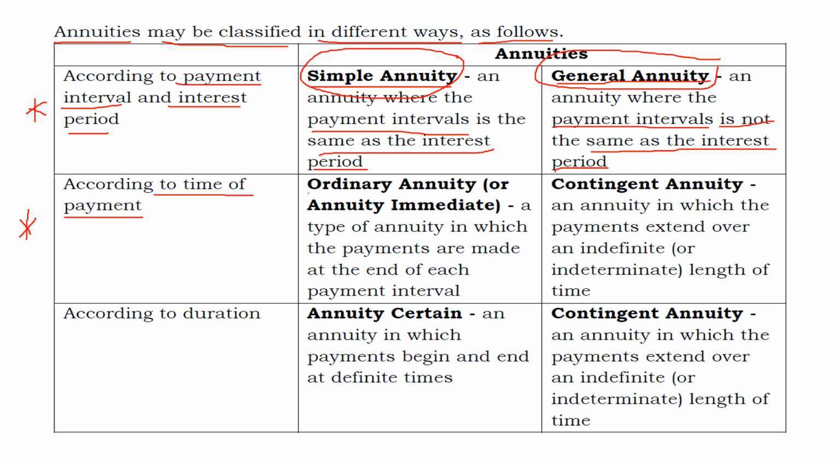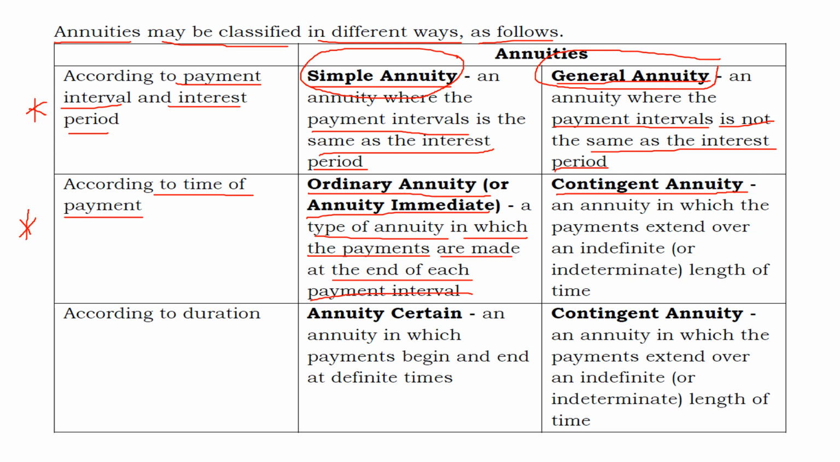Under this one is your ordinary annuity or annuity immediate and contingent annuity. So first, your ordinary annuity or annuity immediate, a type of annuity in which the payments are made at the end of each payment interval. So the thing that we need to consider for this type of annuity is that the payments are made at the end of each payment interval.